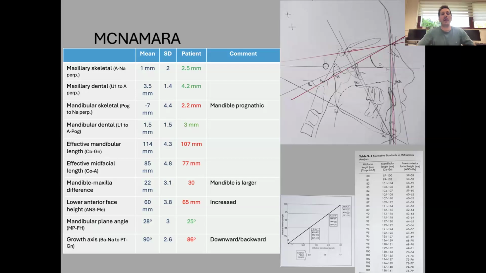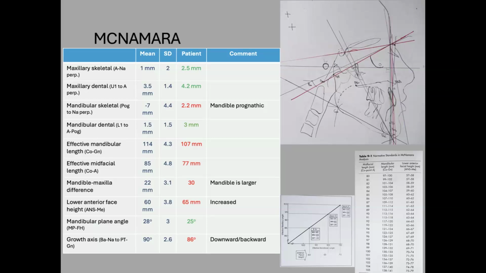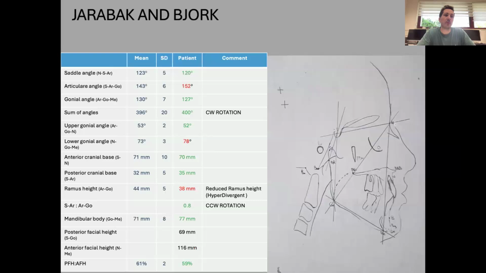And from the growth axis, we can tell that there's a downward and backward growth, which actually coincides with what I mentioned: the mandible is bigger, and there's a bit of compensation eventually from the teeth. So he's going for a class 3, but the growth is not. You have compensations dentally and also a little bit of skeletal downward, backward growth. Okay, moving forward to the Jarabak and Bjork.